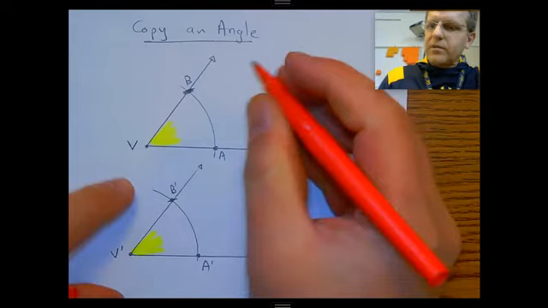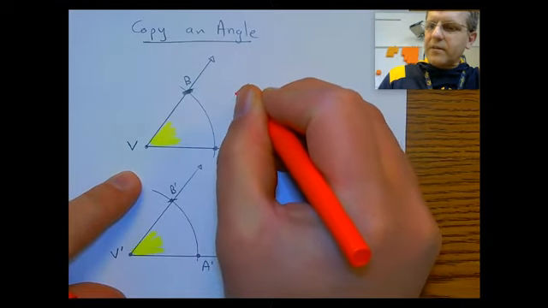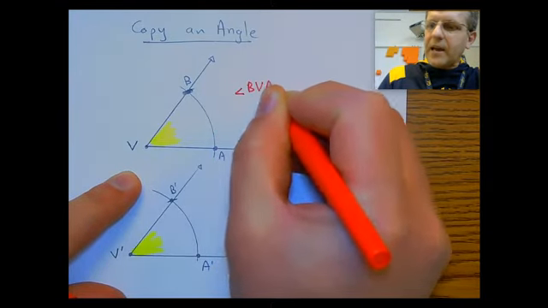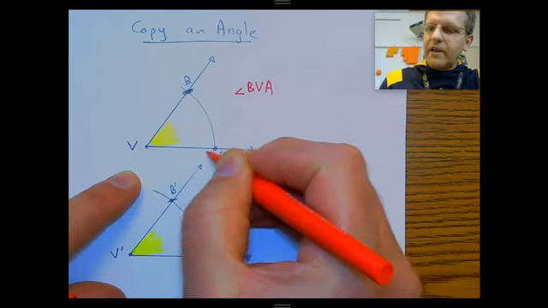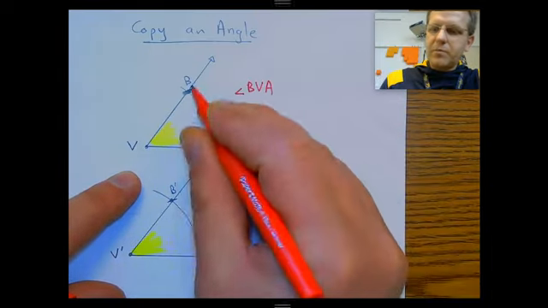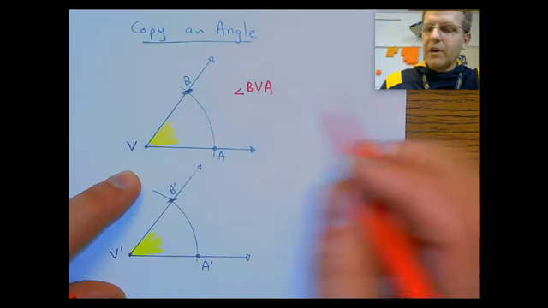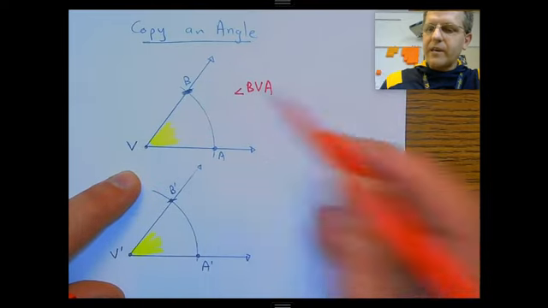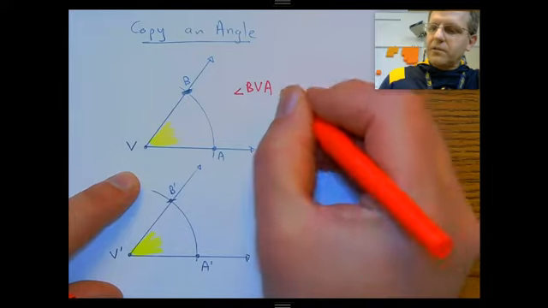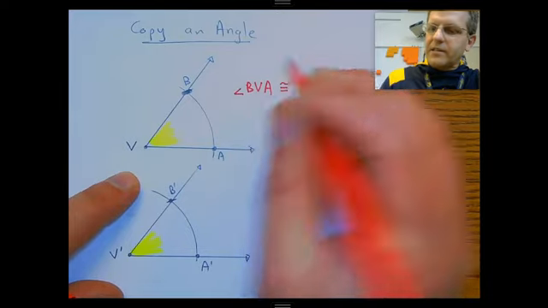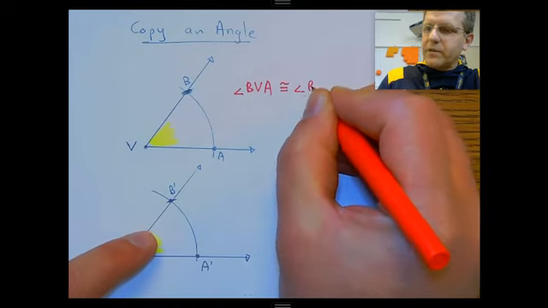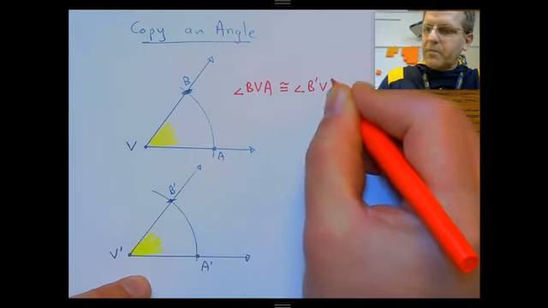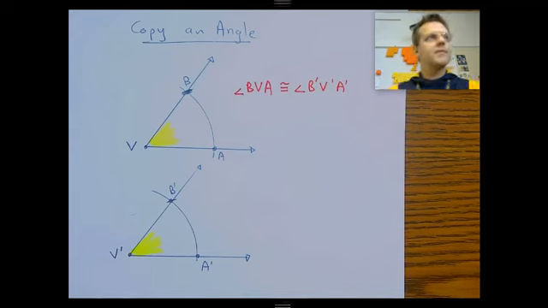To write that, this guy here is angle BVA. So outside, inside, outside. Or you could call it AVB, right? BVA and AVB are the same. What you can't say is VAB. That's a different angle. So the angle BVA, that's this yellow angle here, is congruent to angle, and we should do them in the same order, B prime, V prime, A prime. There we go.